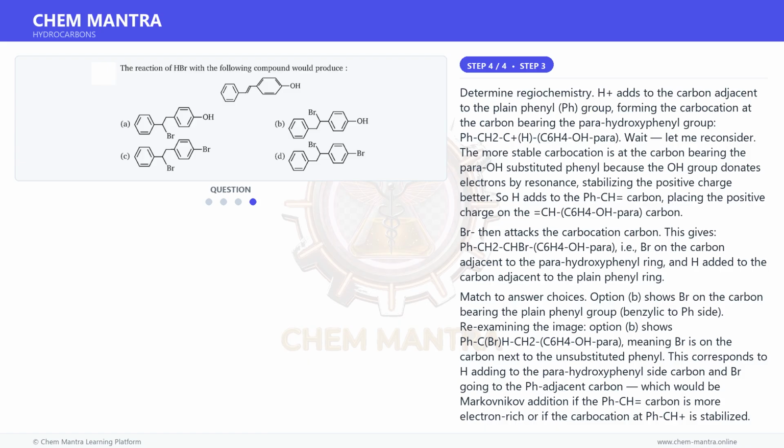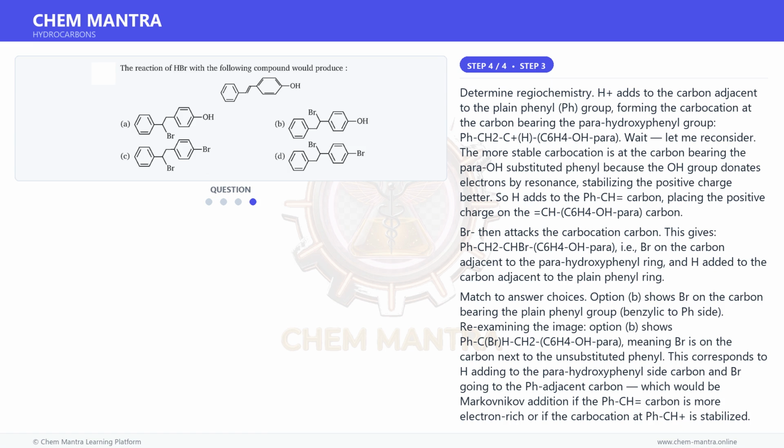Match to answer choices. Option B shows Br on the carbon bearing the plain phenyl group, benzylic to the Ph side. Re-examining the image, option B shows PhCHBrCH2C6H4-para, meaning Br is on the carbon next to the unsubstituted phenyl. This corresponds to H adding to the para-hydroxyphenyl side carbon and Br going to the Ph-adjacent carbon, which would be Markovnikov addition if the PhCH= carbon is more electron-rich or if the carbocation at PhCH+ is stabilized.